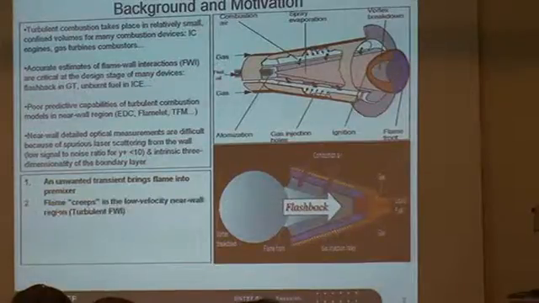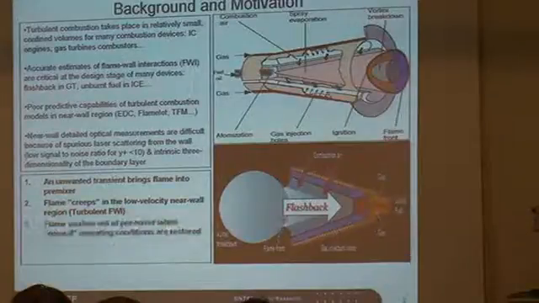And there are several mechanisms for flame flashback. I will not go through all of them, but one of the mechanisms that brings the flame inside here is that the flame creeps along the boundary layer in the low velocity region, and this is why we want to study this turbulent flame wall interaction some more.